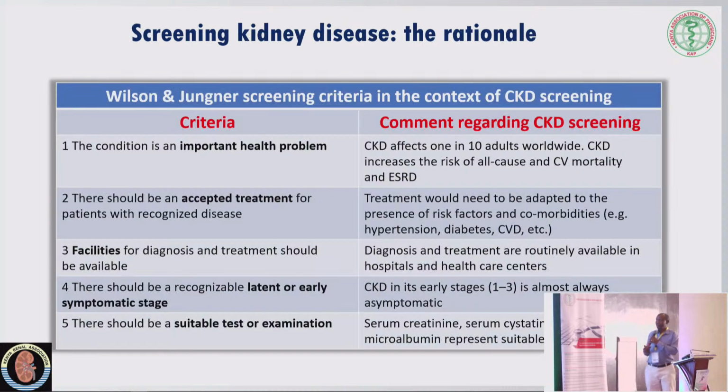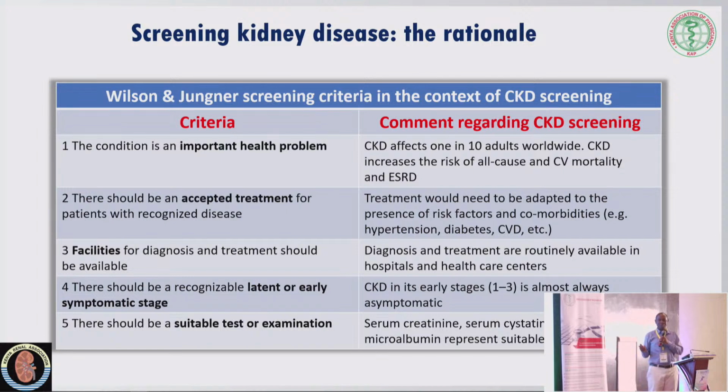There are different criteria for CKD being deemed as a screening candidate. It's an important health problem. There are acceptable treatment options for people who have chronic kidney disease. The facilities for diagnosis are there. There is a latent or early symptomatic stage, which is quite long, of CKD stage 1 to 3, and there's a suitable test or examination, that is a creatinine or a urine albumin test, basically urinalysis, urine protein.